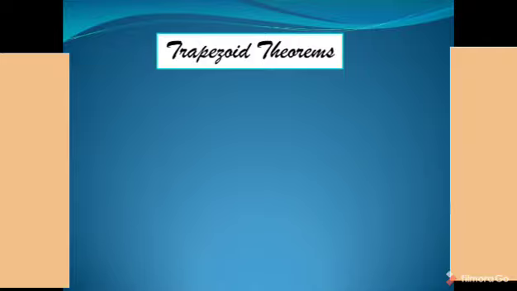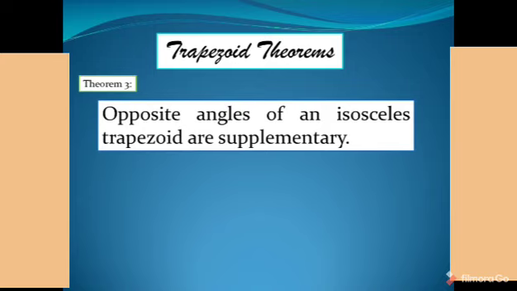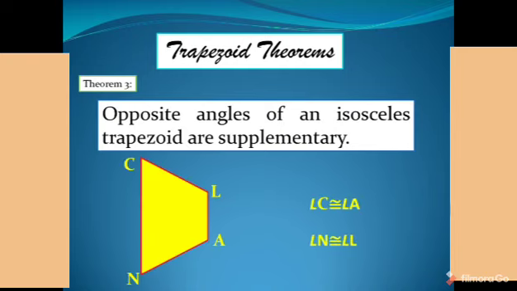Let's now proceed to theorem number 3. Theorem number 3 states that opposite angles of an isosceles trapezoid are supplementary. So based on our illustration here, trapezoid CLAN, if you have angle C, what angle is opposite to angle C? That would be angle A. And angle N is opposite to angle L. That's what is meant by that figure there.